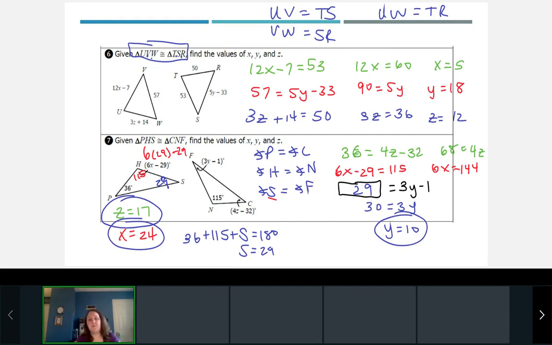There might be problems where it's a mixture of both of these. They have sides labeled and angles labeled. Just always remember that a side has to equal a side and an angle can equal an angle, but you can never have a side equal an angle. That wouldn't work. So just be very careful with that.